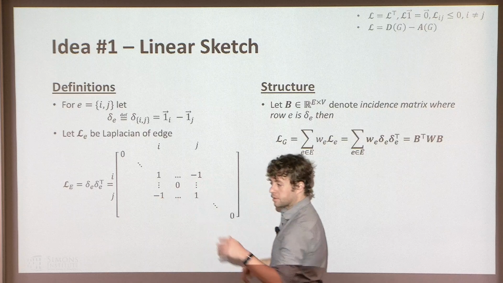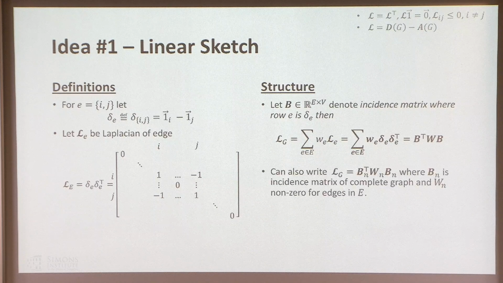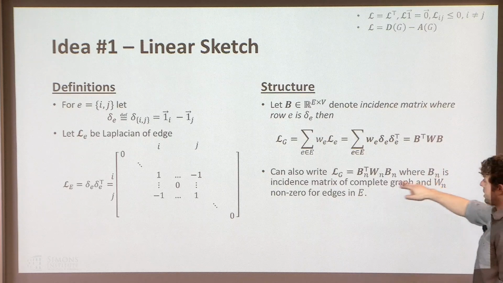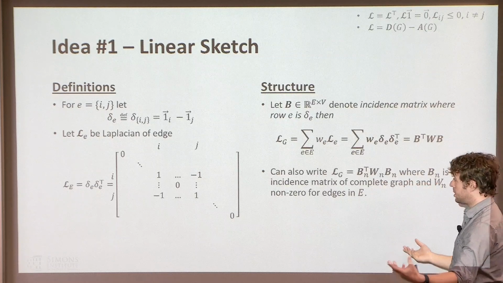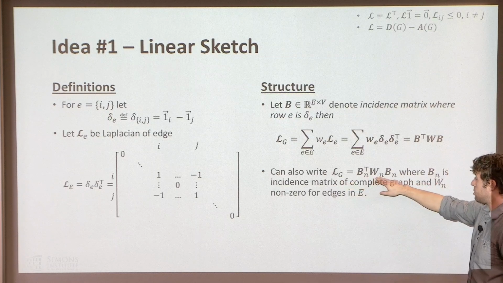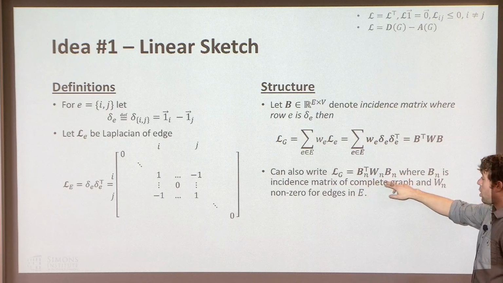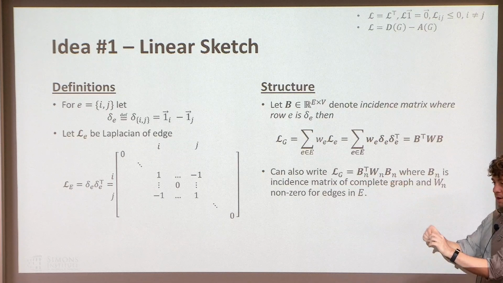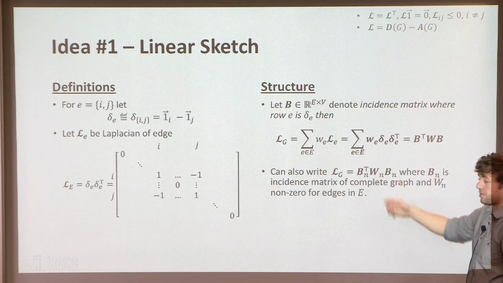All right. So there's another nice way we can write this. One thing that's not the nicest about this representation is this definition of B does depend on the graph. But it's not too hard to see if I let B sub n denote the incidence matrix of the complete graph, I can also write L as B_n transpose W_n B_n, where all I do is let W_n be the matrix where for every edge that was in the graph, I set the diagonal entry to the weight, and all these extra edges I add for the complete graph I set to be 0. Okay.